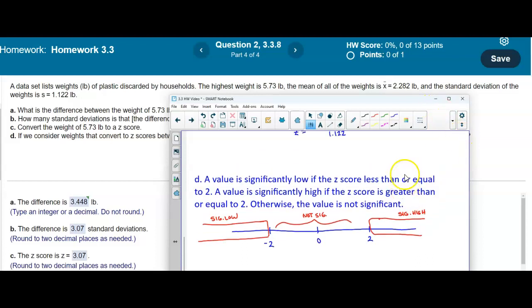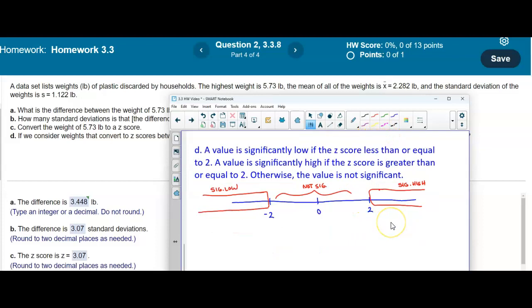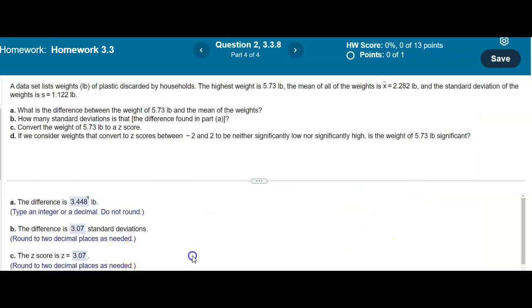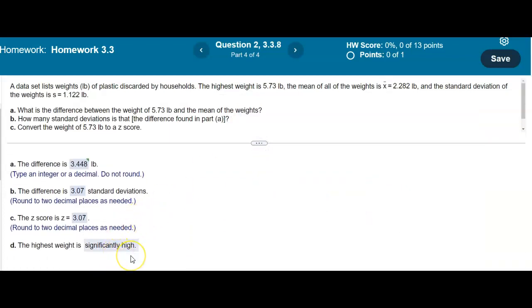Now we need to look at the z-score. Well, the z-score that we found here is 3.07. And that 3.07 is to the right of +2, which means that this is a significantly high value. So therefore, the highest weight in this case is significantly high.